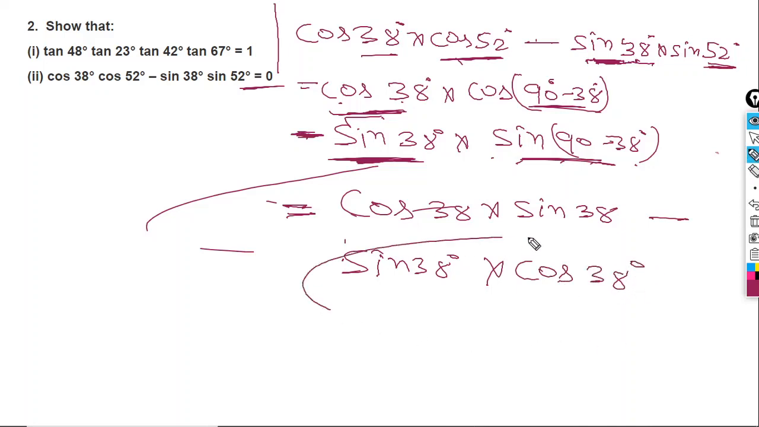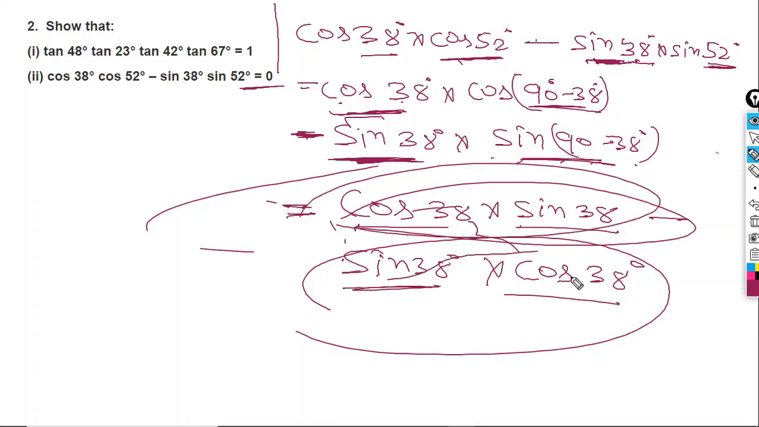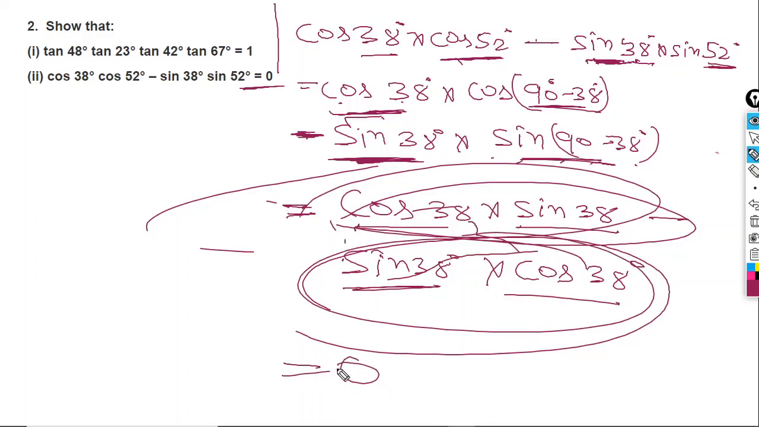Now look at both the terms. Here you can see cos 38, here you have cos 38, into sin 38, here you have into sin 38. So both the terms are equal. So you can see it will be equal to 0. Okay? So we have proved this double I part is equal to 0.